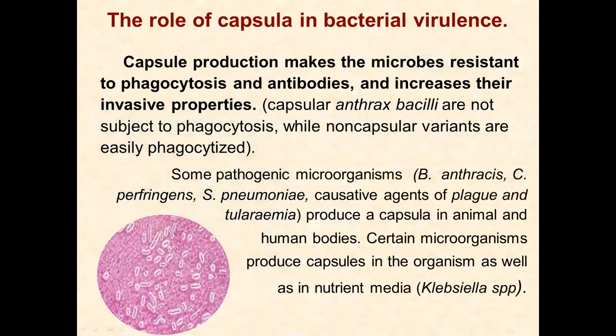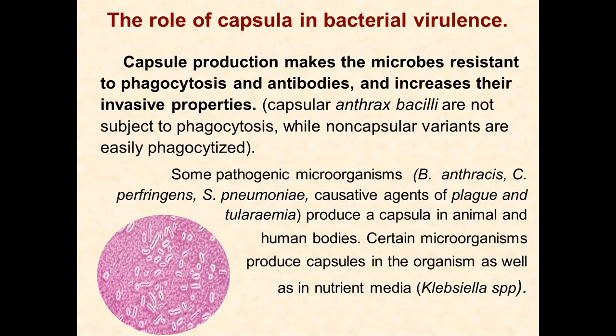A very important virulence factor of bacteria is a capsule. The capsule makes them resistant to phagocytosis and antibodies, and increases their invasive properties. For example, in the species Bacillus anthracis, the causative agent of anthrax, only capsular bacteria are pathogenic. They can multiply inside phagocytes, while non-capsulated variants are not pathogenic, and the vaccine strain is non-pathogenic Bacillus anthracis.